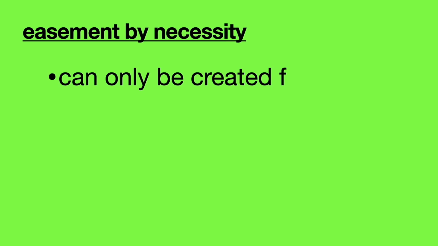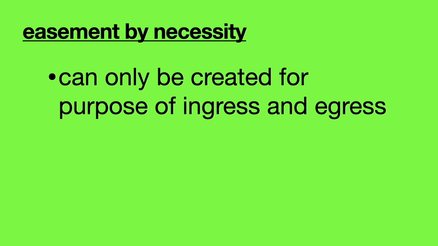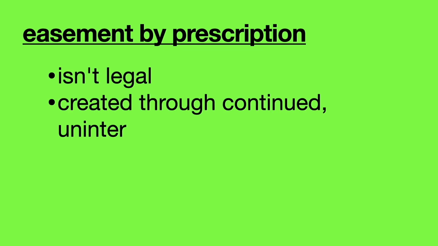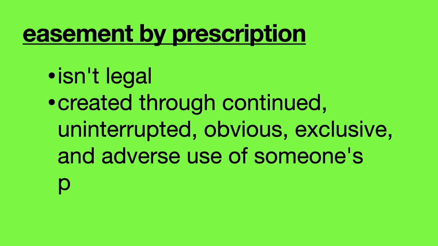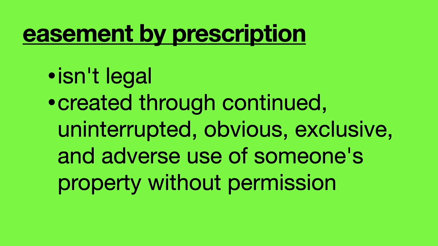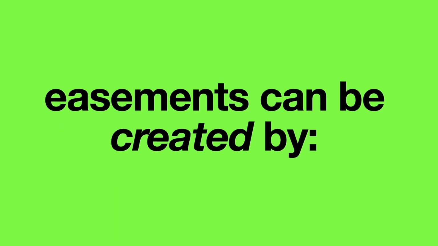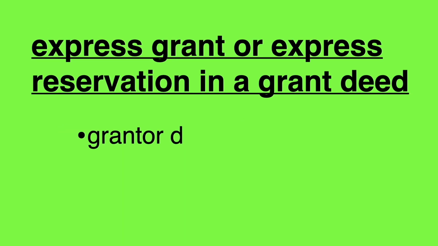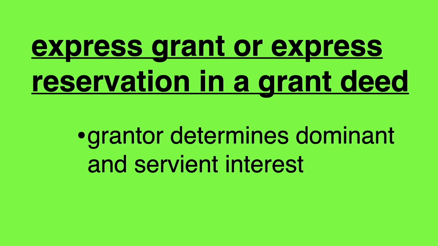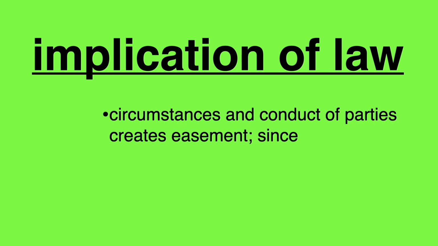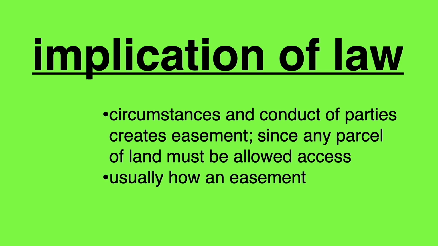Easement by necessity. This easement type can only be created for the purpose of ingress and egress. Easement by prescription. This easement isn't legal and is created through continued, uninterrupted, obvious, exclusive, and adverse use of someone's property without permission. An easement can be created by express grant or express reservation in a grant deed. The grantor determines the dominant and servient interest. Implication of law: the circumstances and conduct of the parties creates the easement. Since any parcel of land must be allowed access, this is usually how an easement by necessity is created.